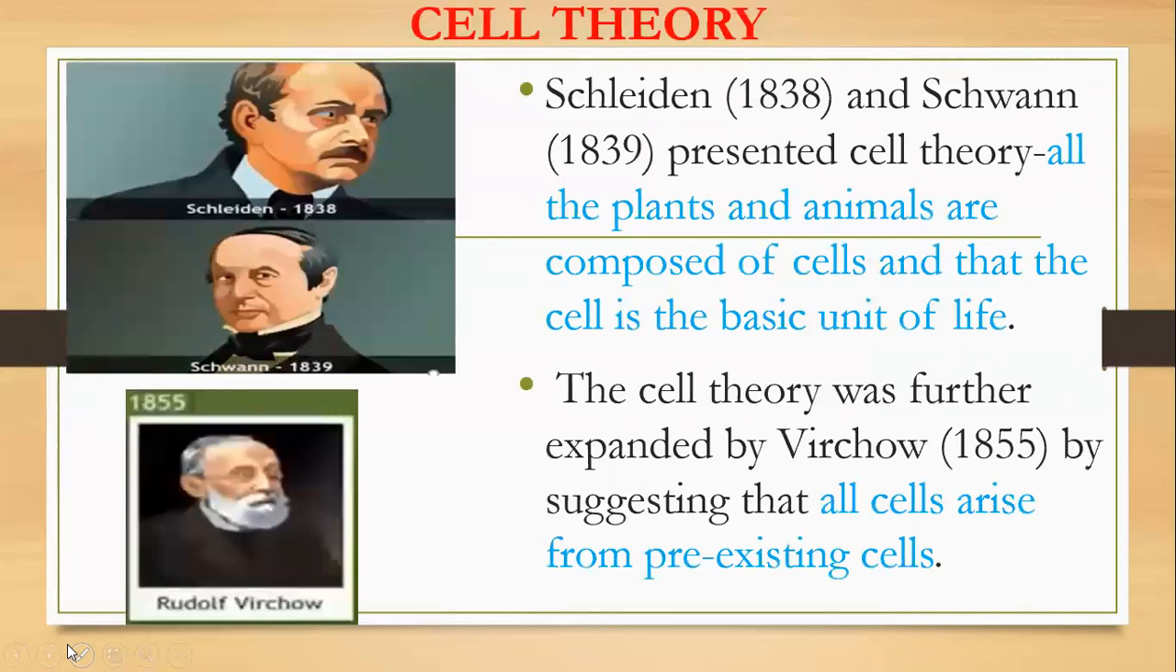Now, cell theory. Schleiden and Schwann presented cell theory. Schleiden in 1838 and Schwann in 1839 presented cell theory. All the plants and animals are composed of cells, and the cell is the basic unit of life. The cell theory was further expanded by Virchow in 1855 by suggesting that all cells arise from pre-existing cells.